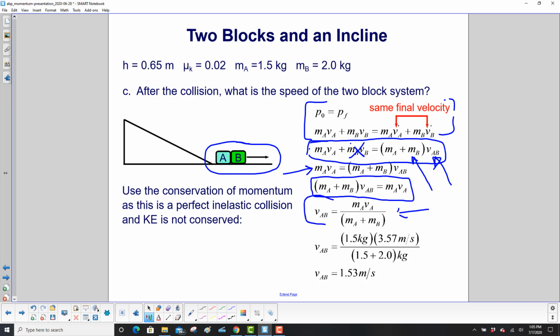Once again, this is the important part of the problem. Go ahead and put your numbers in and make sure the units work, and they should if you do this right. Here the kilograms cancel, and we're left with meters per second. That's a good velocity unit. And we have 1.53 meters per second, which is less than the velocity that A had when it hit B. So that makes sense.